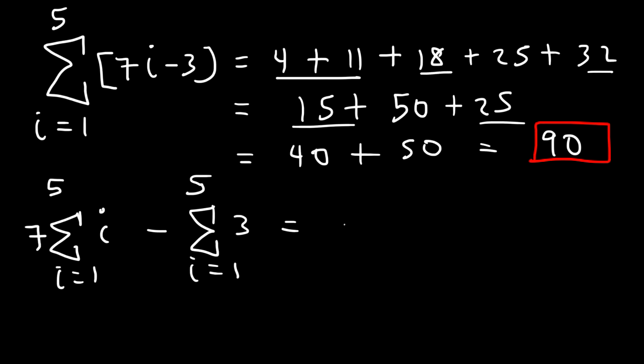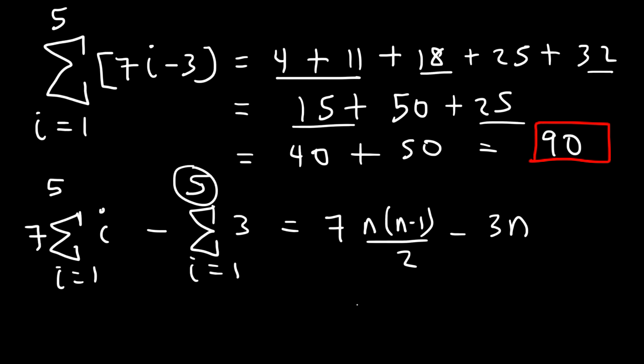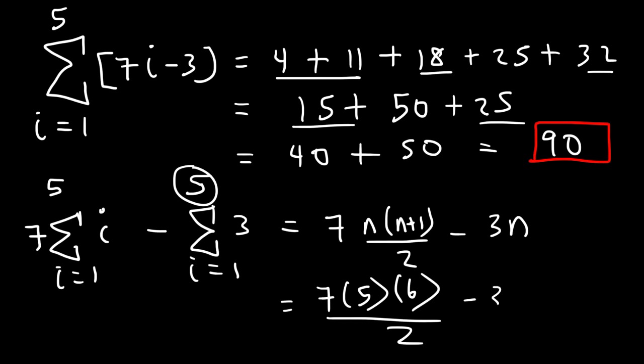So for i, the formula is going to be n times n plus 1 divided by 2. And for the constant, it's simply c times n, and the constant is 3, so it's going to be 3 times n, where n is 5. So that's going to be 7 times 5, and this is supposed to be plus 1, not minus 1. 5 plus 1 is 6, and then this is going to be 3 times 5.